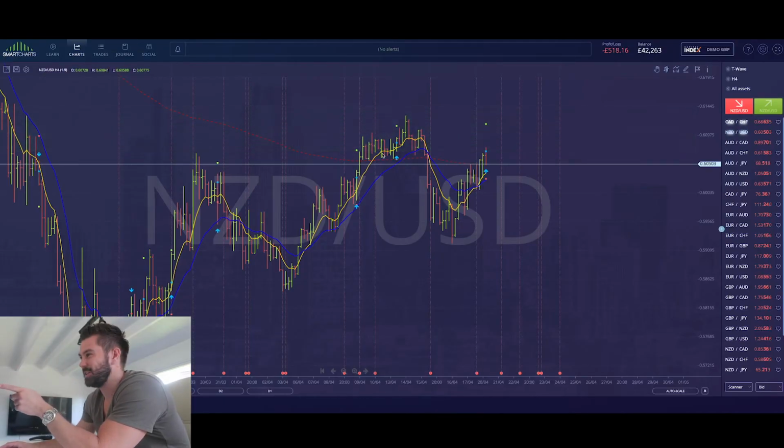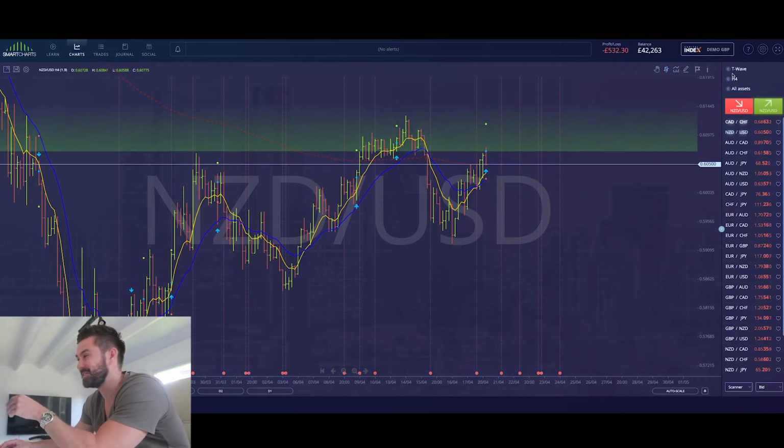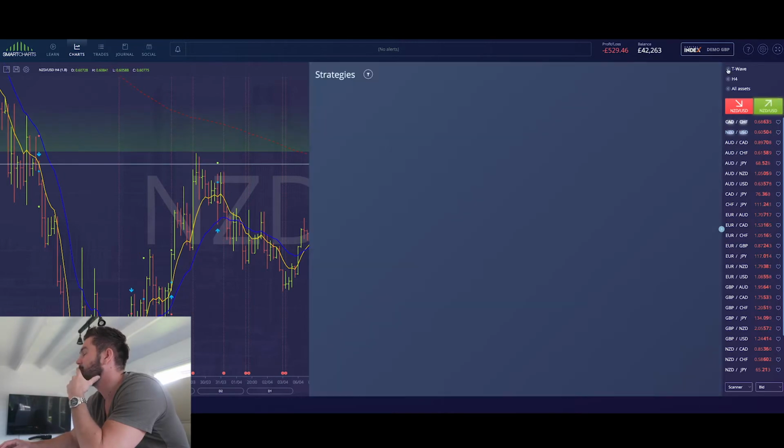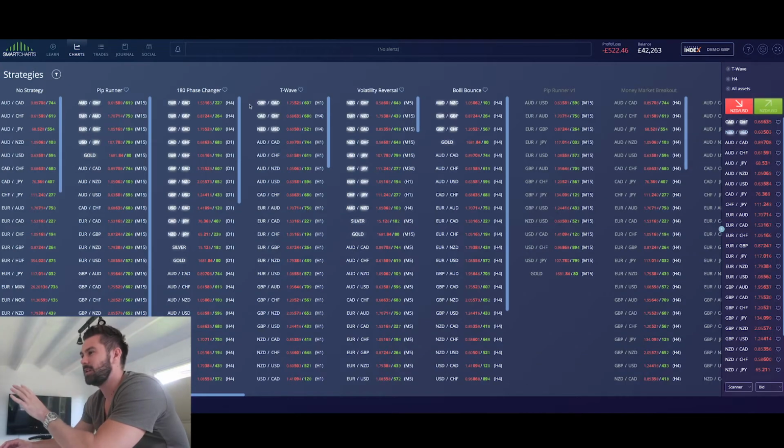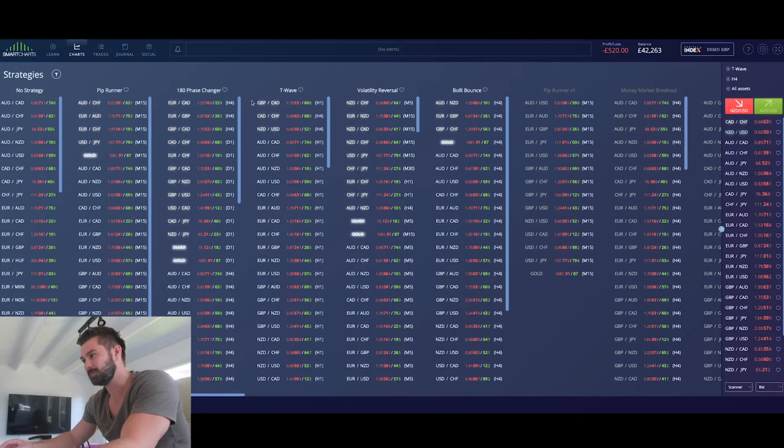Okay guys, we've jumped straight into my computer. I've found a T-wave strategy that I like the look of. It's the New Zealand dollar against the US dollar. To get to this chart on Smartcharts, you click the top right where it says T-wave, or no strategy on your one, and it will give you all the strategies that are going on right now. Smartcharts finds the ones that are working, particular strategies for which currency pairs or which time frame of charts, all for you, so you don't have to scroll through hours and hours of charts just to find a strategy, and maybe miss opportunities everywhere. So Smartcharts does all of that for you.